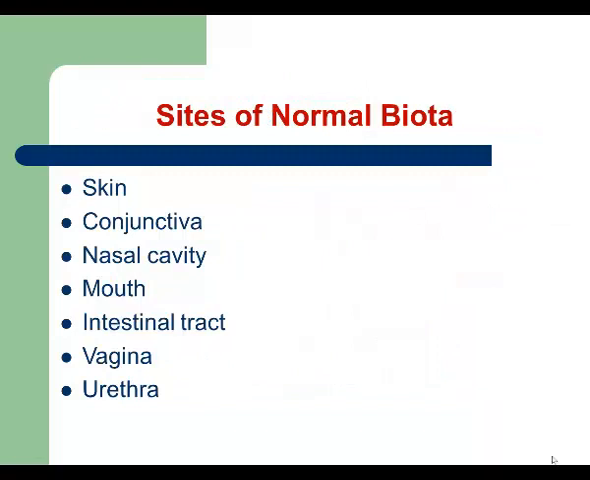We continue talking about normal flora or normal microbiota, and on this slide you see the sites where normal biota can be found. Those are skin, mucous membranes of conjunctiva, of nasal cavity, mucous membranes of mouth, intestinal tract, vagina, and urethra. Once again, those are the only areas where normal biota can be found.